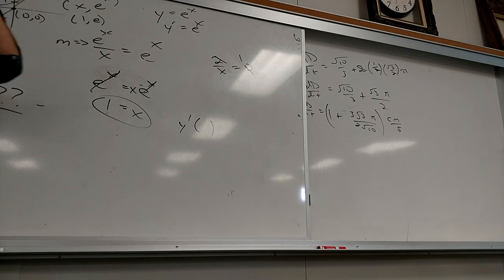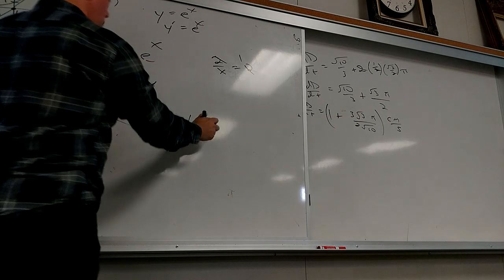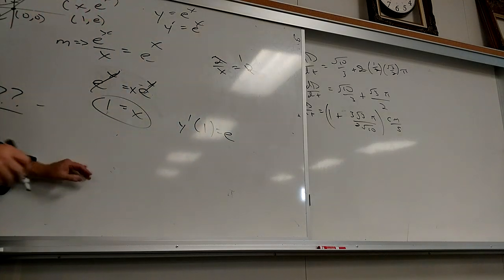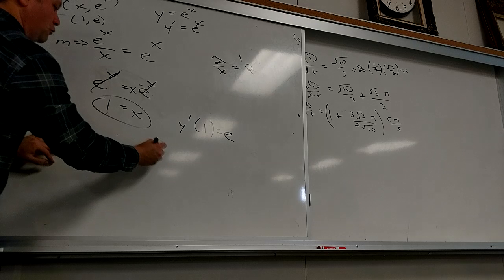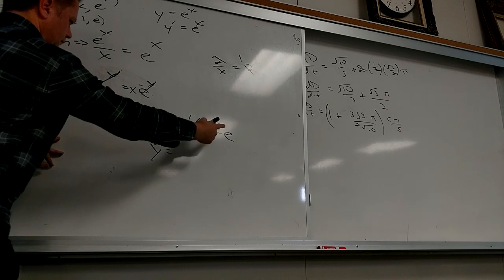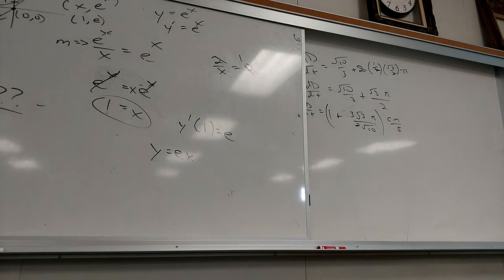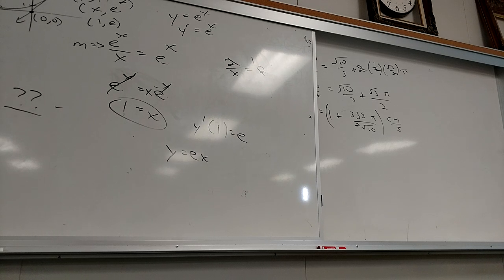Now that's not going to bug me at all, to be honest, because it goes through 0, 0 also. So I know the y-intercept is 0. So I know b is 0. So all I really need is the slope. And what's the slope going to be? Well, when I plug a 1 in, I get e. So this is really neat. What's the equation then? y equals mx plus b. y equals ex. That's a cool little equation. Might just be me, but I like ex. It's cute.